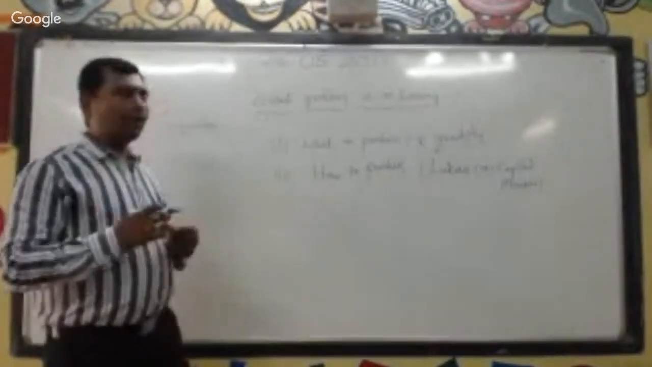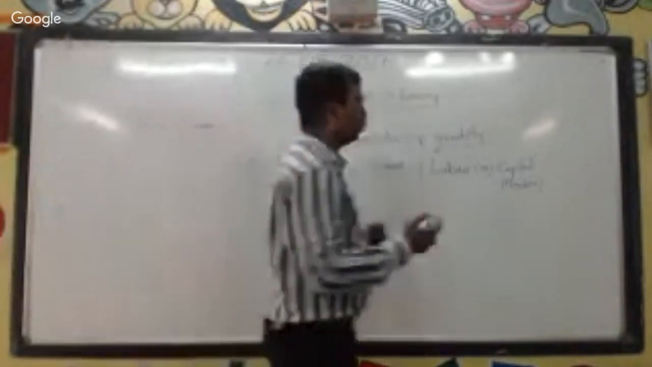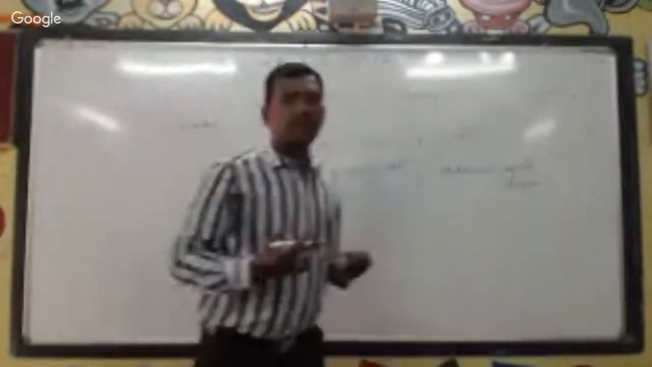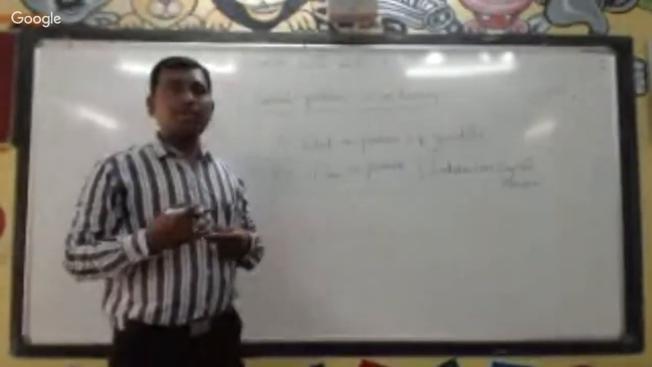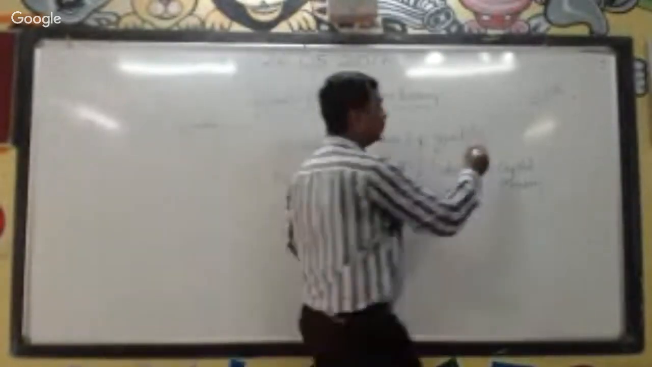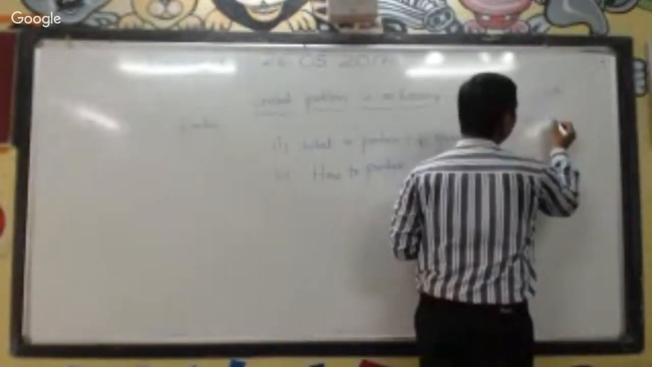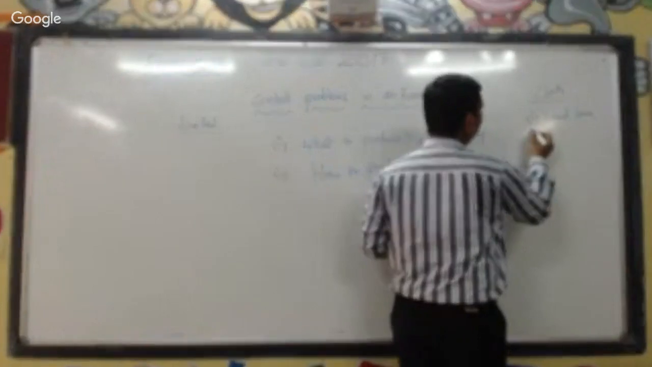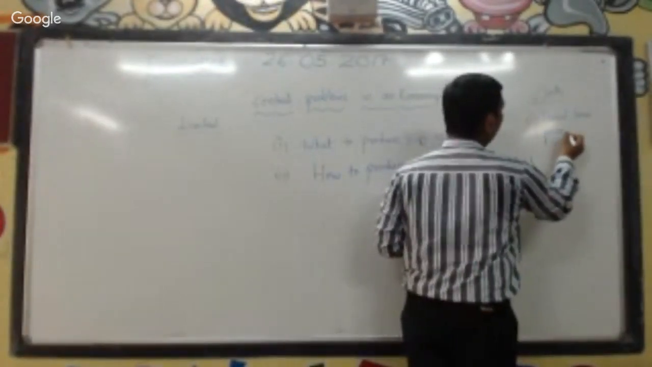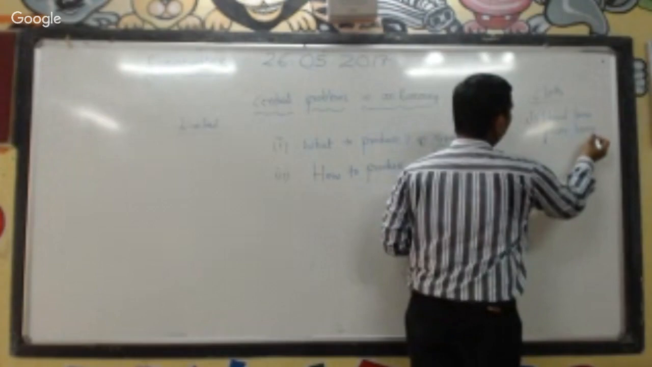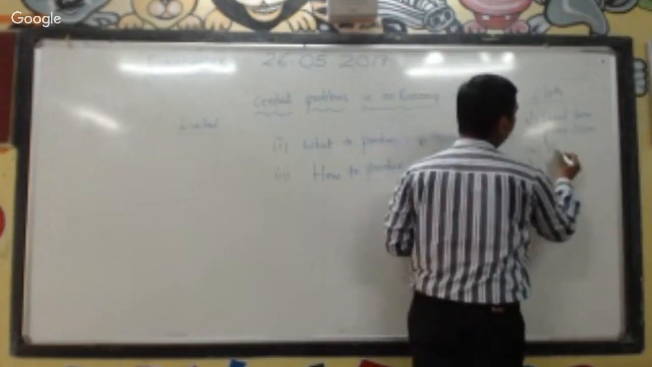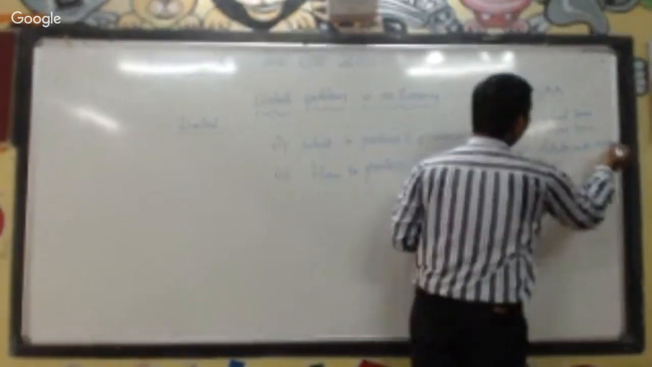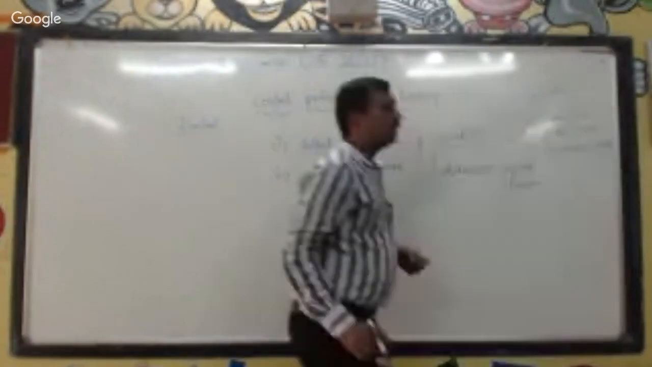For example, you are planning to produce cloth. This is the example. How are you planning to produce this cloth? With the handloom. The first option is handloom. The second option is power loom. And the third option is automatic machine.